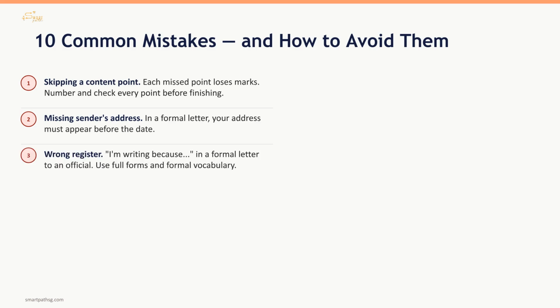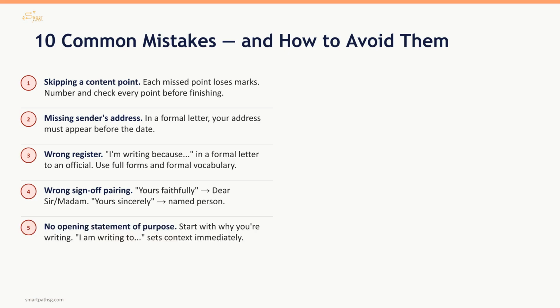Number 3. Wrong register. Avoid contractions like, I'm writing because, in a formal letter to an official. Use full forms, and maintain that formal, polite vocabulary we discussed earlier. Number 4. Wrong sign-off pairing. If you address a named person, Dear Mr. Tan, use yours sincerely. If you address Dear Sir/Madam, use yours faithfully.